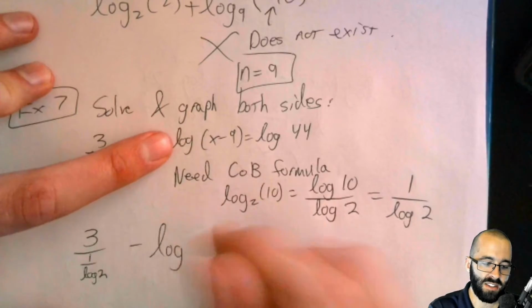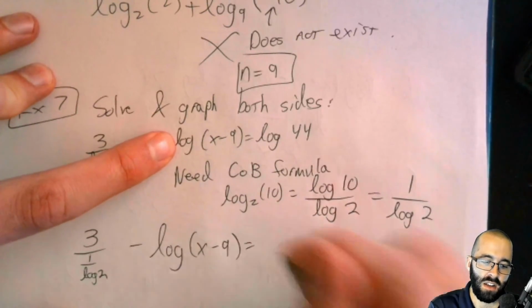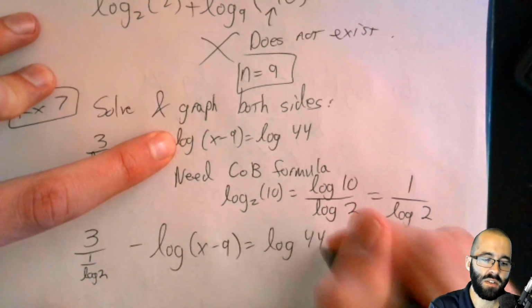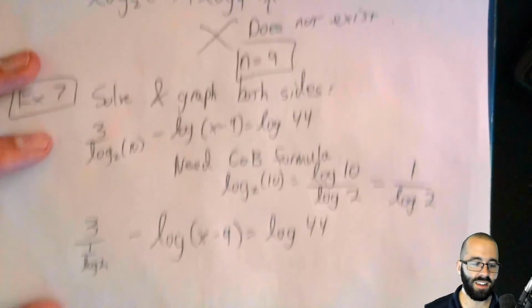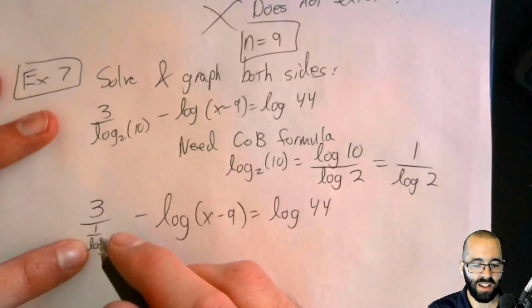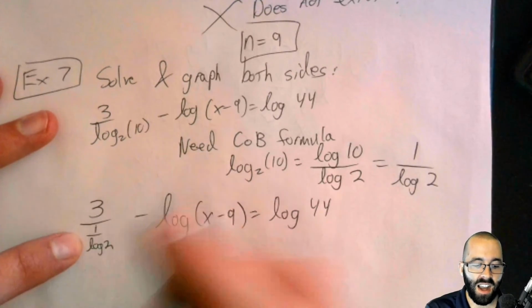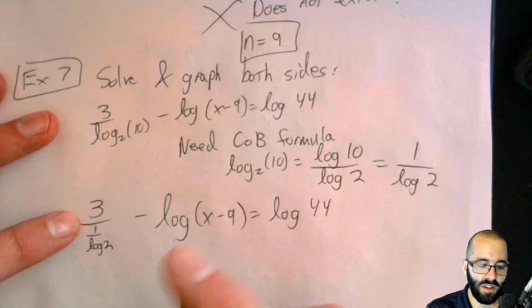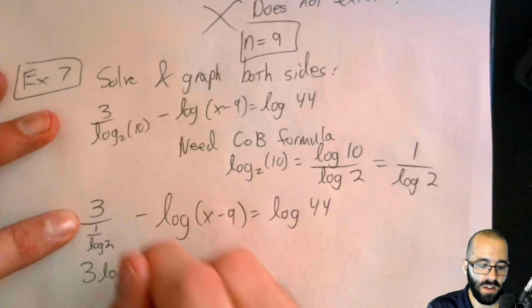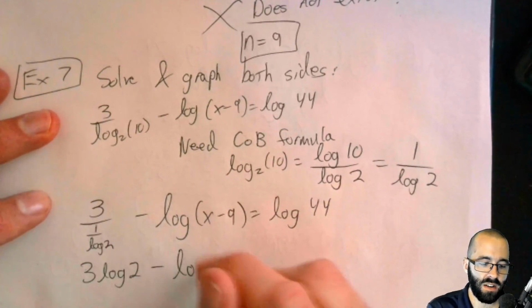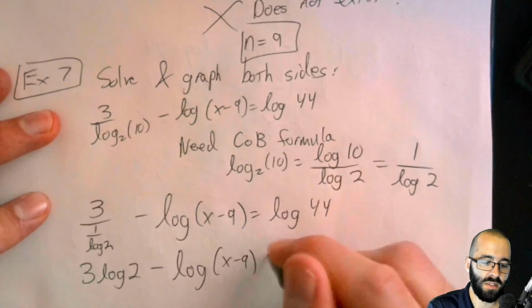Minus the common log of this other thing equals the common log of 44. It'll get better, I promise. Remember, 3 divided by this fraction is the same as 3 times the reciprocal. So this becomes just 3 times the log of 2, which is a lot better. Again, the rest is staying the same.